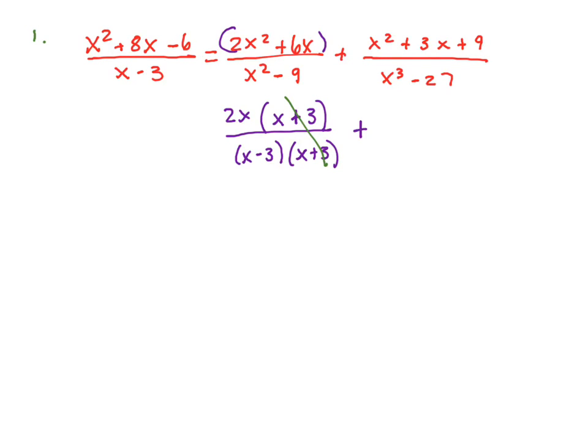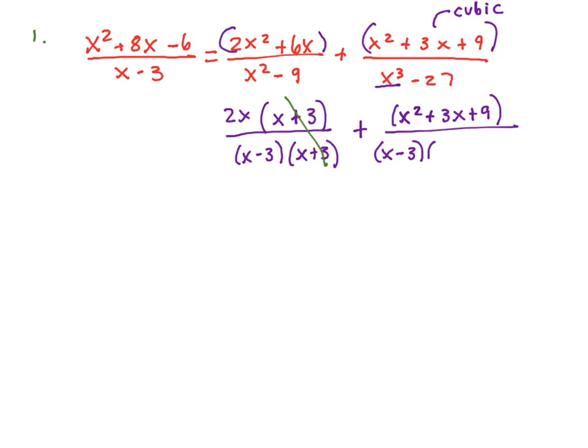And then moving on to the second part, this is most likely not going to be factorable. However, it does look like a cubic, or a part of a cubic. And since there's a cubic on the bottom here, we're probably going to get that to cancel out. So we have x squared plus 3x plus 9. The bottom, we're just factoring a cubic, so x minus 3 times x squared plus 3x plus 9. Obviously, these can cancel out.